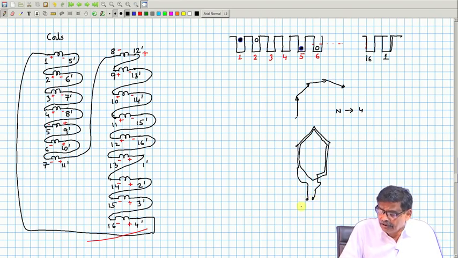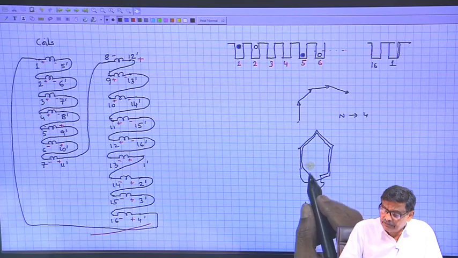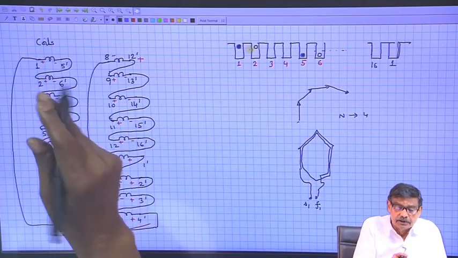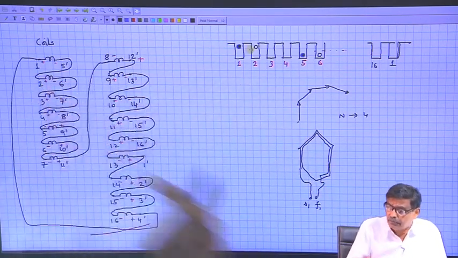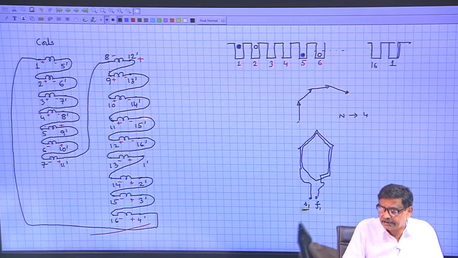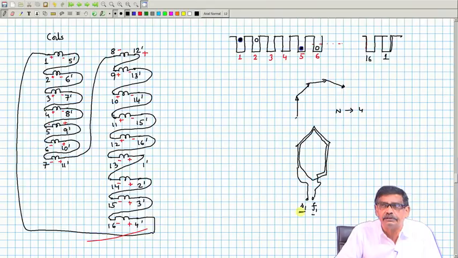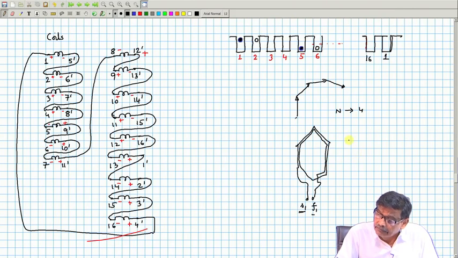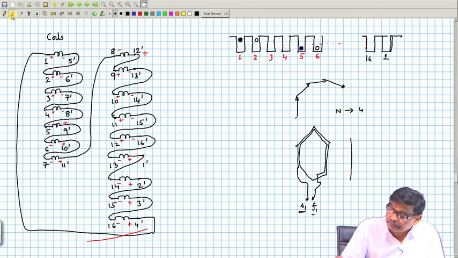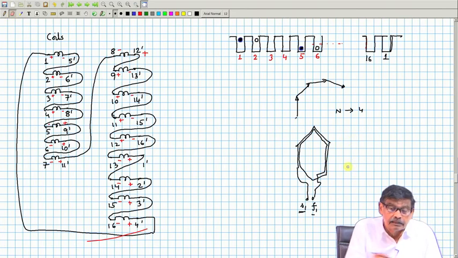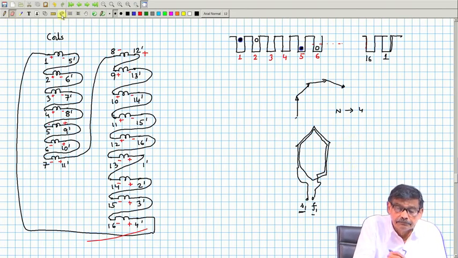This coil I was marking, it has got a start and finish terminal. If you start with slot number 1, that coil you call coil 1, it will be designated as start 1, finish 1. There will be a second coil which is identical. This is the coil.